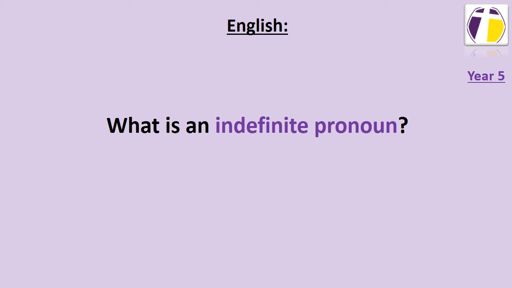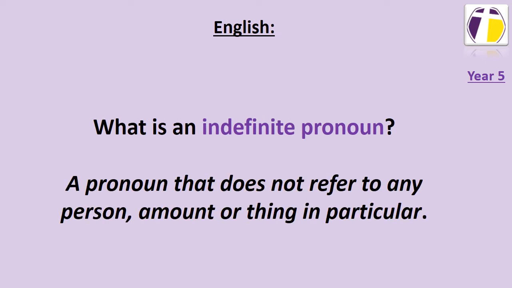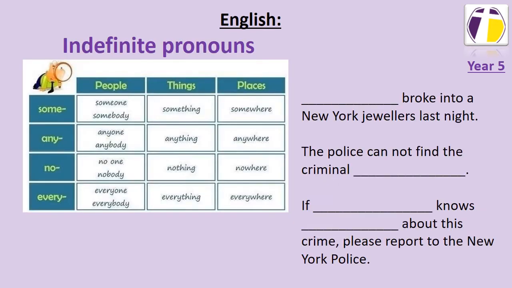This week we are going to be recapping what indefinite pronouns are in English. An indefinite pronoun is a pronoun that does not refer to any specific person, amount, or thing in particular. Here are some examples of indefinite pronouns. They have been sectioned into people, things, or places. Many of them start with some, any, no, or every.